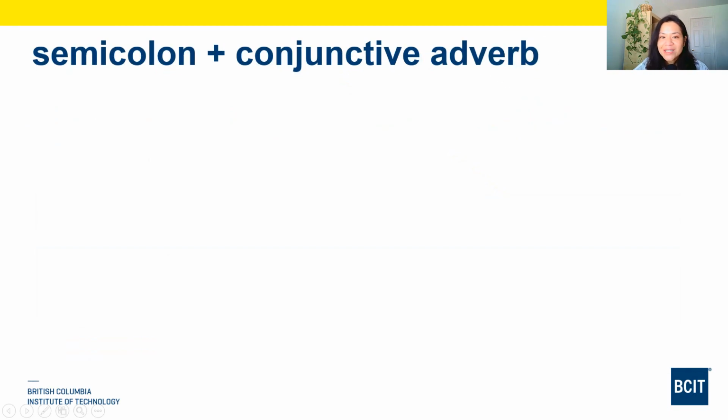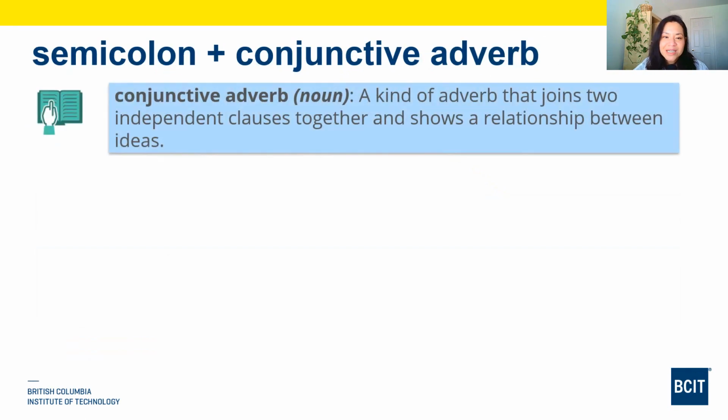As we already saw, a conjunctive adverb is a kind of adverb that joins two independent clauses together, and it also shows the relationship between the ideas. Let's look at an example. From the text, there is this compound sentence. Can you break it down into the two independent clauses?